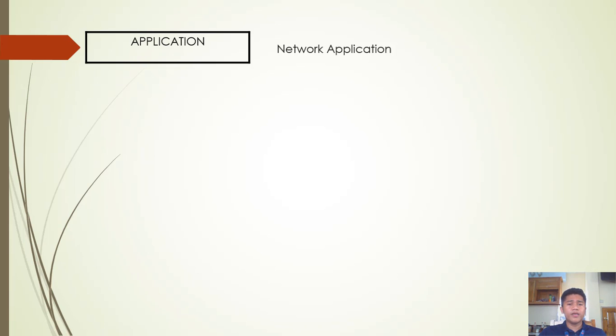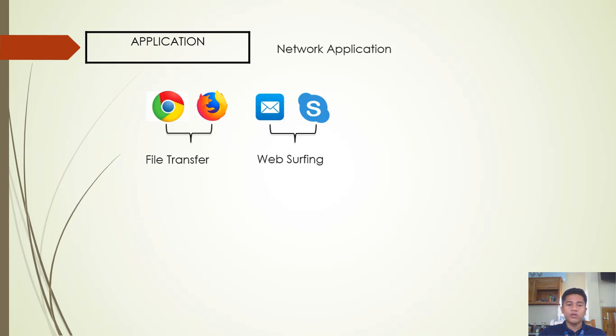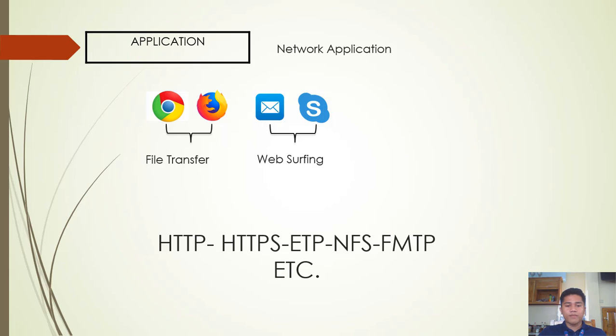The application layer is a network application. With this layer, the user can access the network by using an interface and services like electronic mail, shared database management, file access, and transfer, and other services. For example, Google Chrome, Mozilla, email, or Skype. The protocols include HTTP, HTTPS, FTP, NFS, SMTP, and so on.